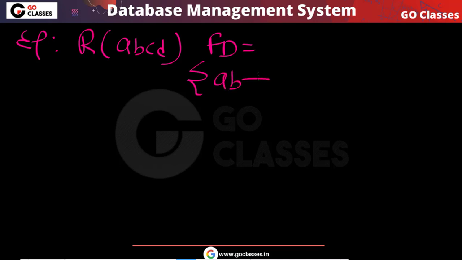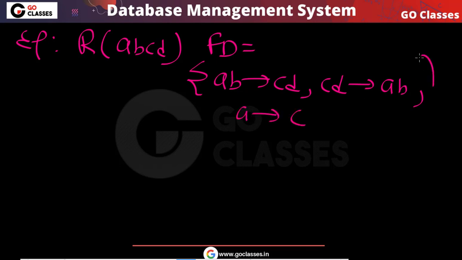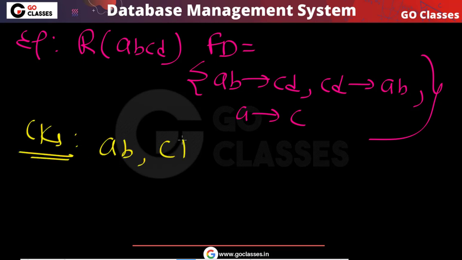So let's see, AB determines CD, CD determines AB, and A determines C. Here we can find the candidate keys. AB is a candidate key, CD is a candidate key, and AD is a candidate key.